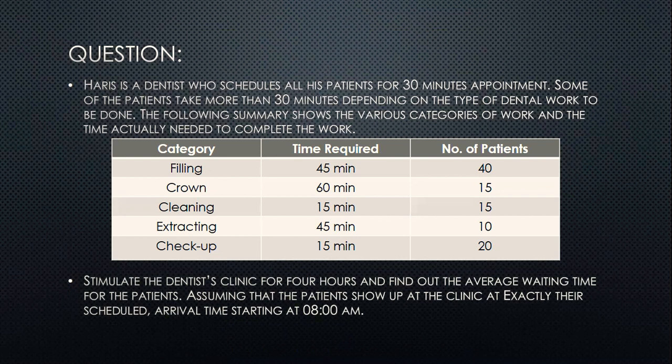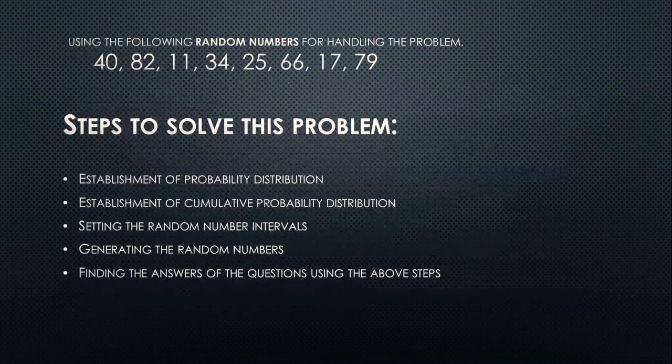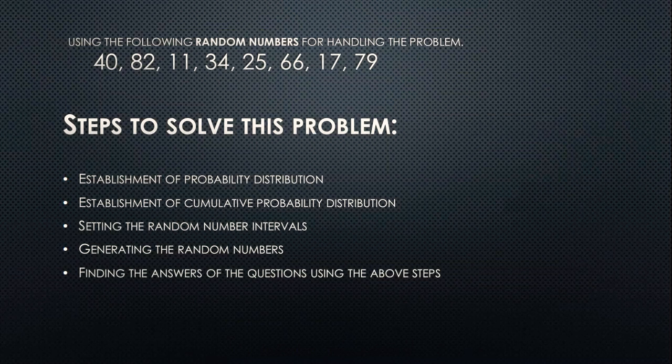So we are going to simulate this dentist clinic for 4 hours and find out the average waiting time for the patients, and we will assume that the arrival time of the patients is 8 a.m. So here we go. We will start the solution of this question. First of all, we are given these random numbers which are 40, 82, 11, 13, 25, 66, 17, and 79.